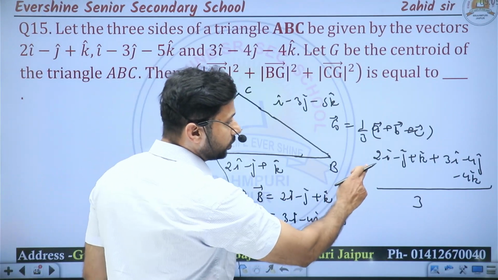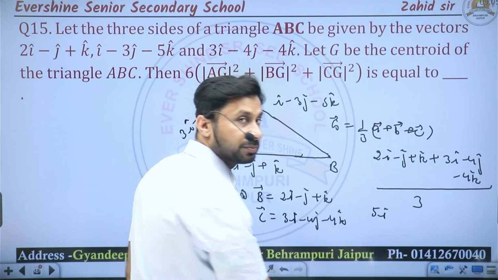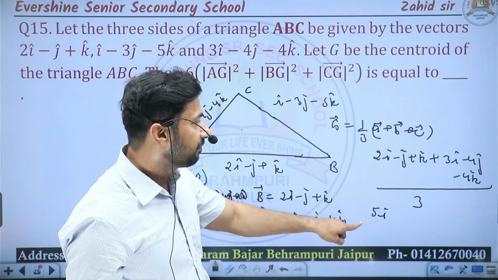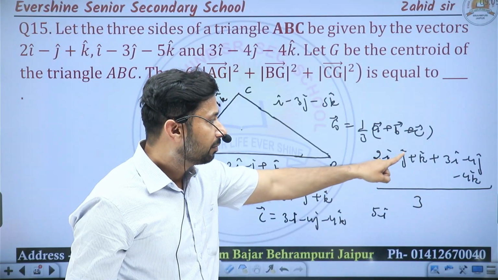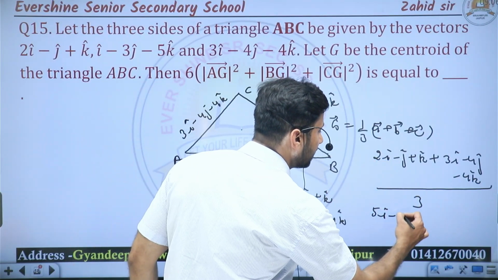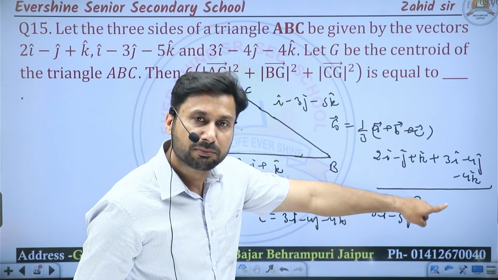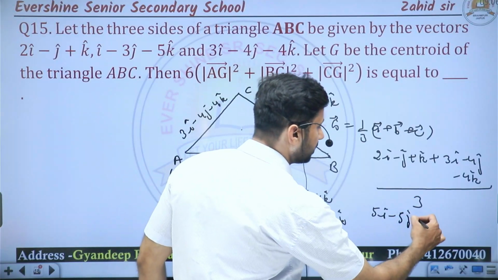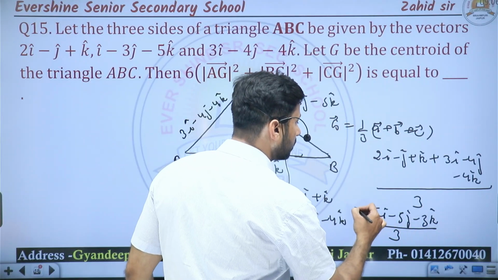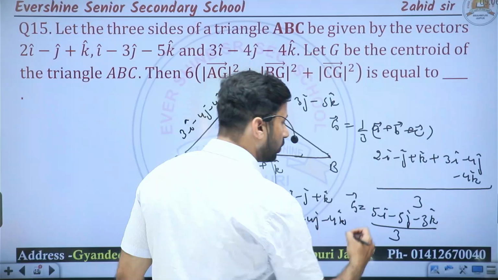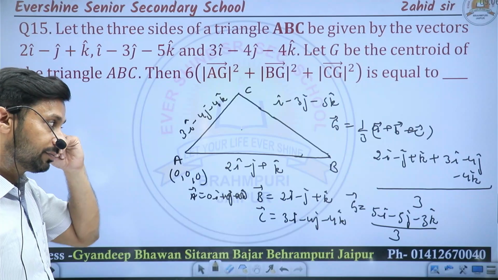Now beta, 2 i cap plus 3 i cap is 5 i cap. Minus j and minus 4 j will be minus 5 j, plus 1 k minus 4 k will be minus 3 k, upon 3. So I got the coordinates of G, that means the coordinates of the centroid.